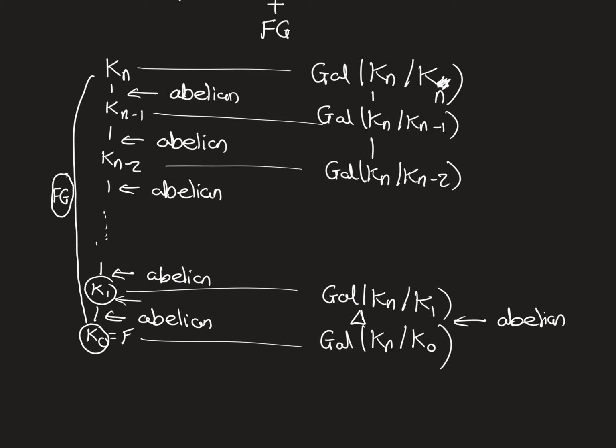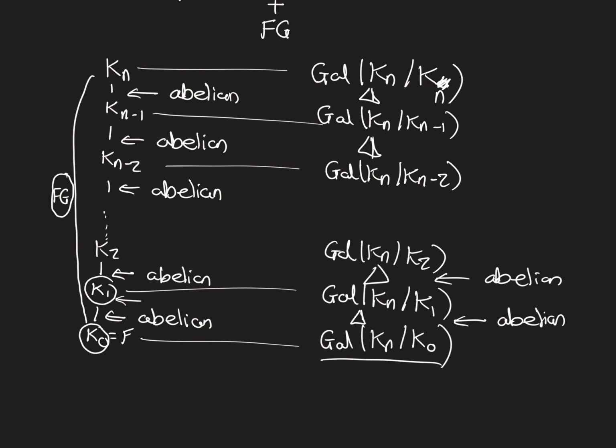And then I just carry on. If I go up to K2, again, because K2 is an abelian extension of K1, I can conclude that the Galois group of Kn over K2 has to be a normal subgroup of the Galois group of Kn over K1. And because it's abelian, I can conclude that the quotient has to be abelian. And then this just continues. Basically, this chain has to be a chain of normal subgroups, and the quotients are all going to have to be abelian. And therefore, I can conclude that the Galois group of Kn over K0 is solvable, because here is my ascending chain of normal subgroups with abelian quotients.